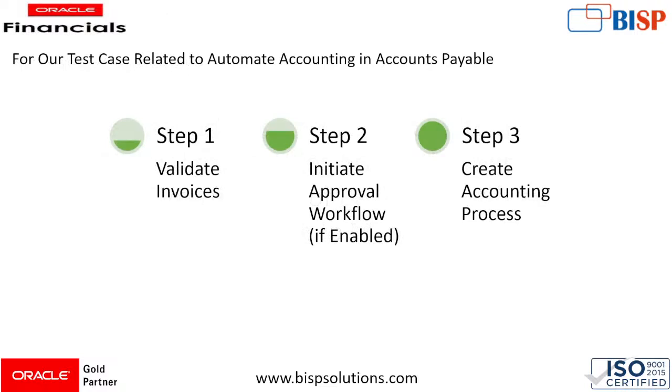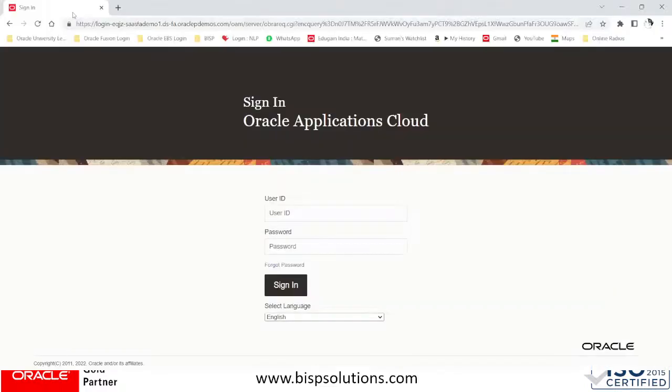For our test case related to automated accounting in accounts payable, first we will validate the invoices, we will initiate the approval workflow if enabled, and we will run the create accounting process, right? Let's move to the application and log in with the user credential. So let us move to the application now. Log in with the credential.